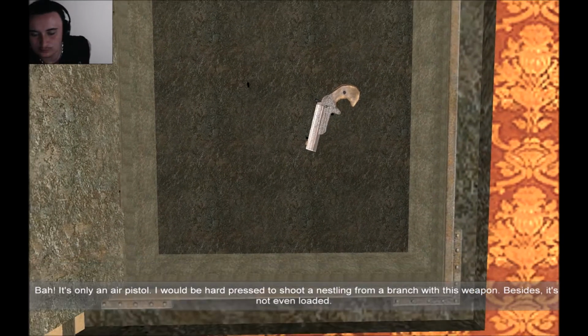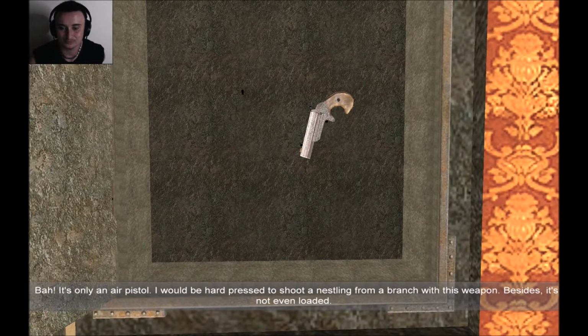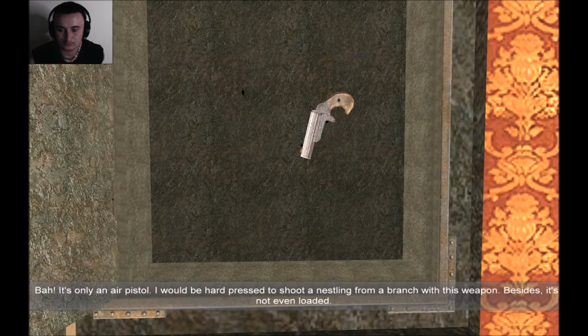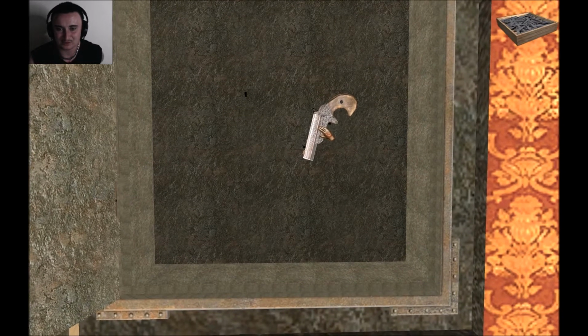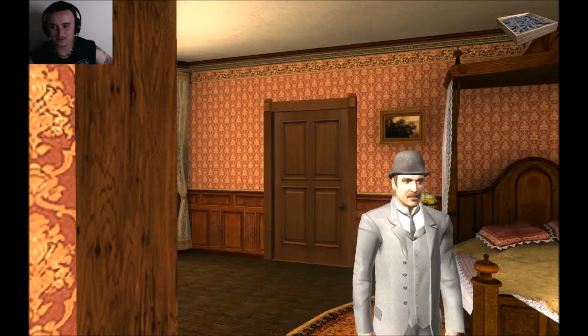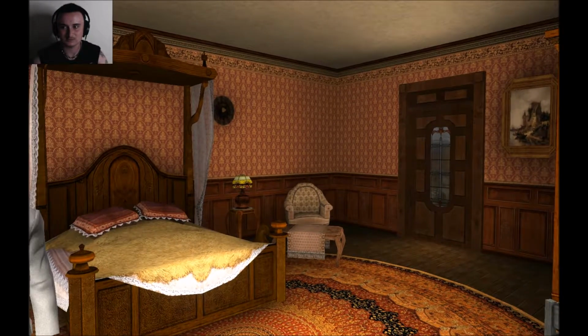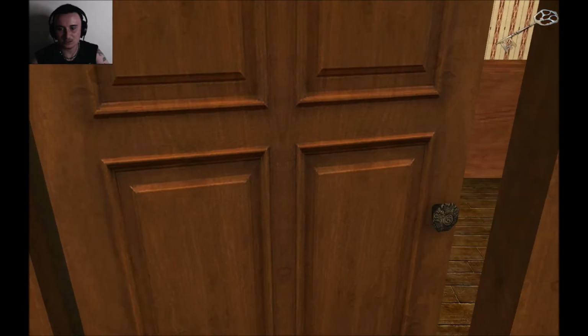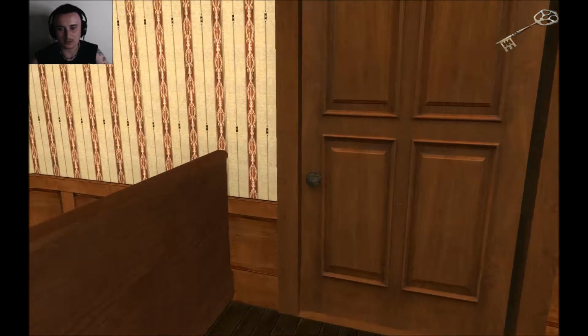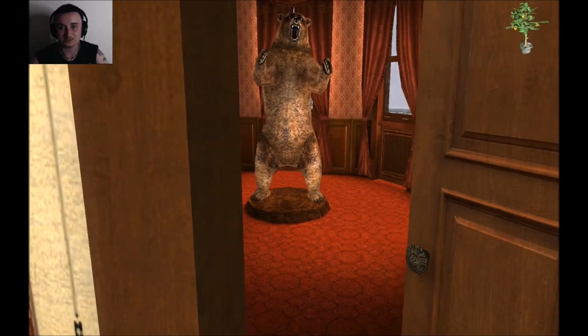Bah, it's only an air pistol. I would be hard-pressed to shoot a nestling from a branch with this weapon. Besides, it's not even loaded. An air pistol? Didn't know that was a thing back in these times. So we got a silver key. I believe that does unlock the door over here, if I'm not mistaken. It does!